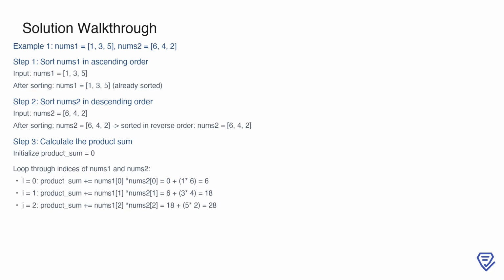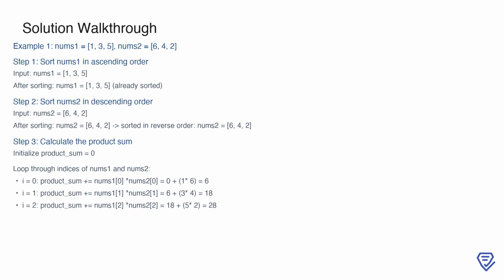To solve the problem of minimizing the product sum of two arrays, let's start with our first example where nums1 is 1, 3, 5, and nums2 is 6, 4, 2. Step 1 involves sorting nums1 in ascending order. In this case, nums1 is already sorted, so it remains 1, 3, 5. For step 2, we sort nums2 in descending order. After sorting, nums2 becomes 6, 4, 2.